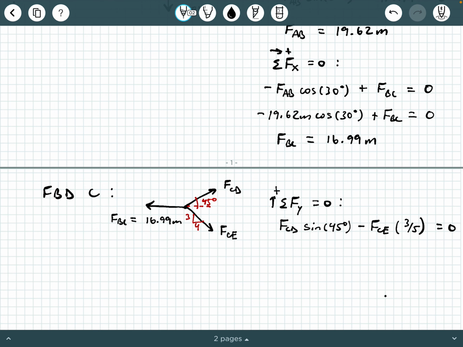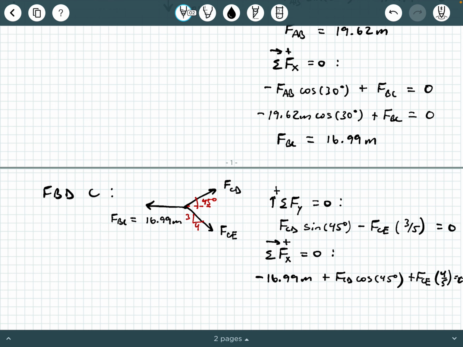And I can't really do anything else with that right now because both FCD and FCE are currently unknown. So then I'm going to go ahead and write my second particle equilibrium equation. Sum of the forces in the x direction equals 0. Things pointing to the right are positive. So here I'm going to have negative 16.99 m plus FCD times the cosine of 45 degrees, and then plus FCE times 4/5 equals 0.